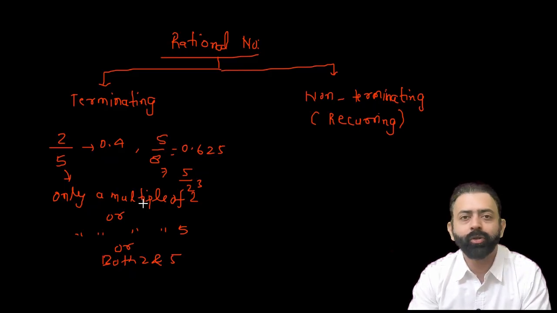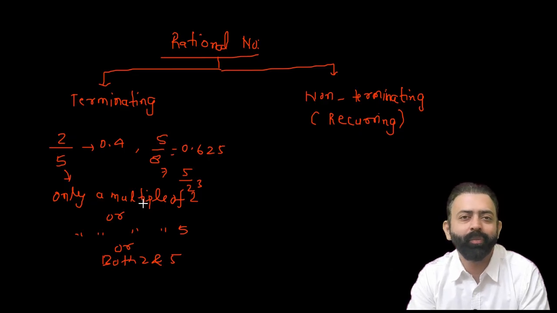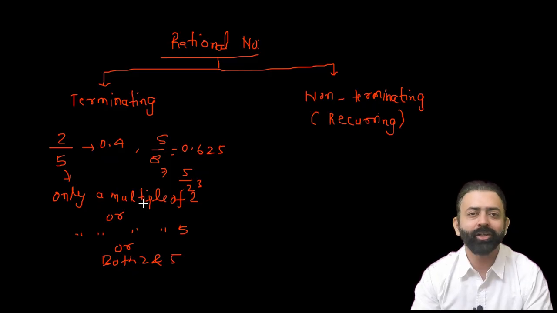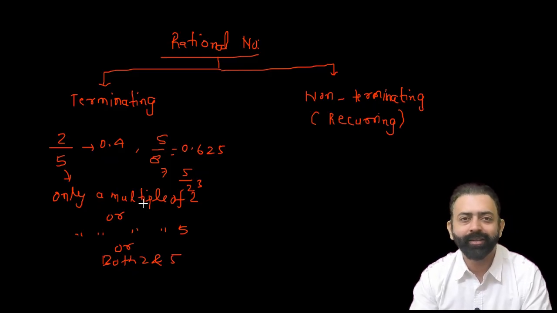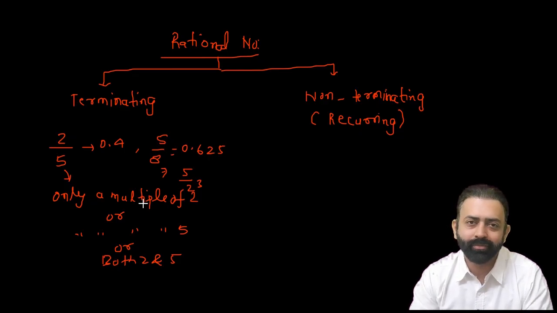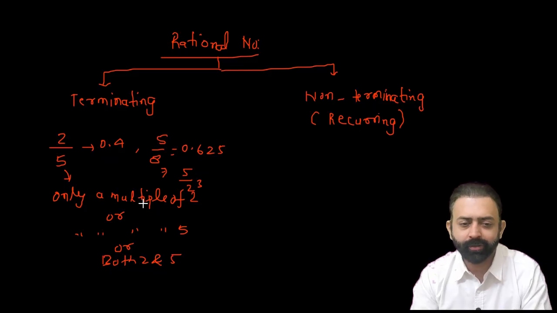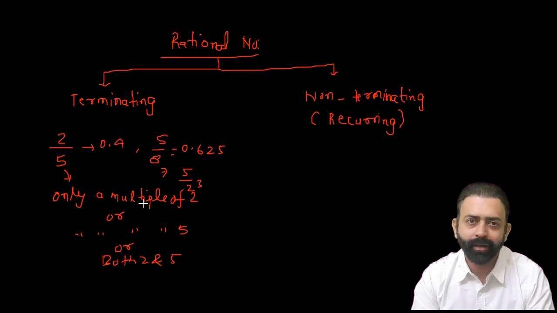Or a combination of both 2 and 5. Now if any number is a multiple of 2 and 5, that means it is a multiple of 10. And whenever in the denominator we have 10, then you simply count the number of zeros in the denominator, and after those many decimal places, you put a point. So this was about finding out whether the given rational number is terminating or non-terminating.